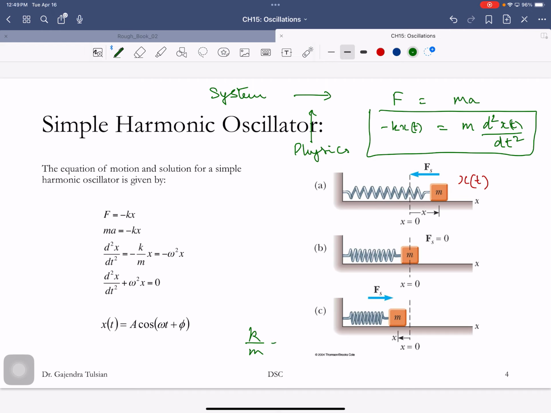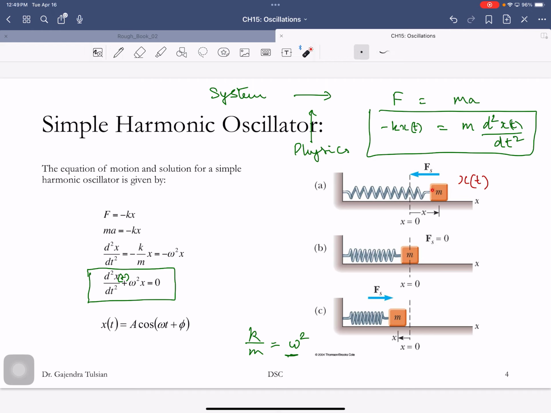Okay, so just to make sure that there's no confusion, we write it as omega squared. This is always positive, so that's why we just write it as omega squared. So d squared x by dt squared is minus omega squared times x. We'll bring that over here, and so here is your equation.